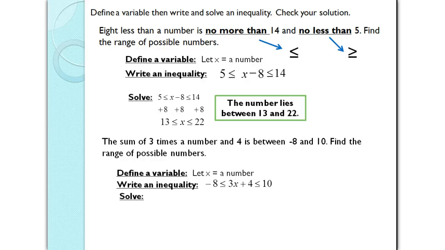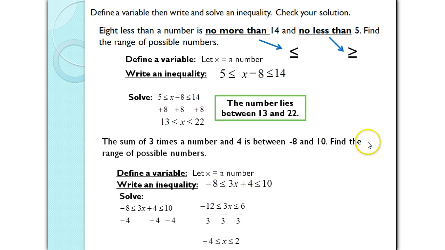So I'm going to focus on the middle part of my inequality and start by subtracting 4. So subtracting 4, I get -12 less than or equal to 3x less than or equal to 6. Next I need to divide the middle, left and right by 3. I did not divide by a negative, so I don't need to flip my sign. Negative 12 divided by 3 is negative 4. 6 divided by 3 is 2.